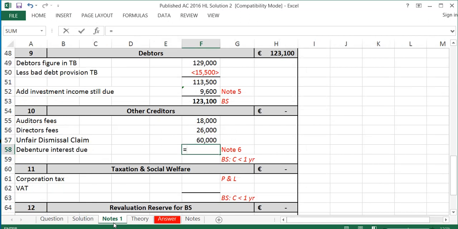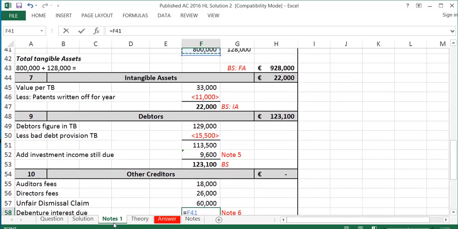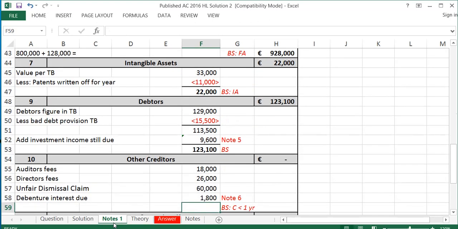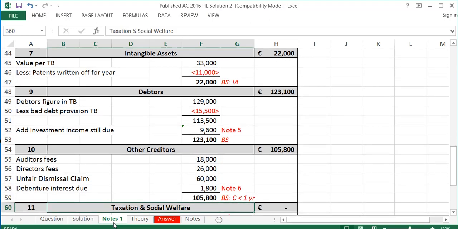And the debenture interest due, which I worked out above here, that 1,800 that we still have to pay, that has to go on creditors. So in total, my other creditors come to 105,800.